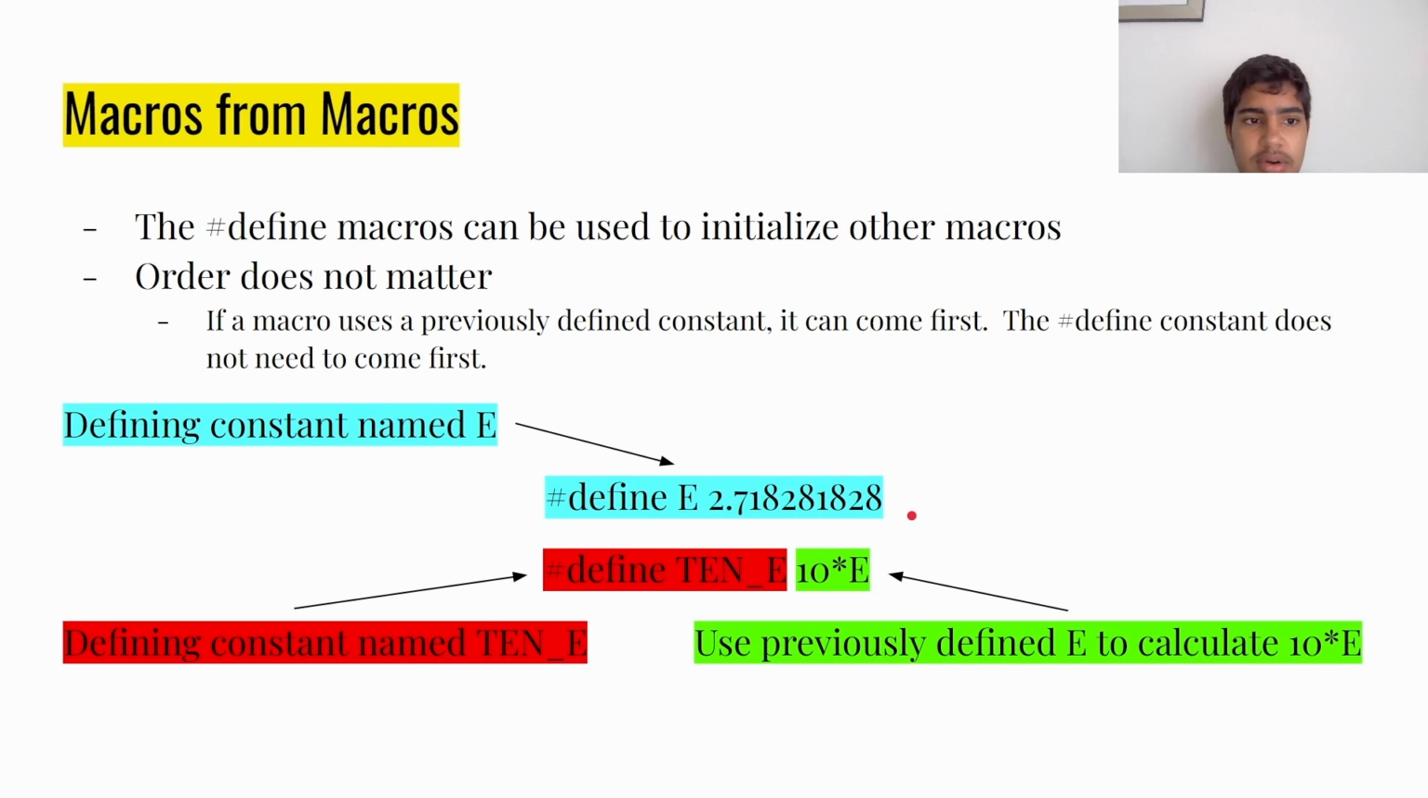So you can also use macros from other macros. The hashtag define macros we use can be used to initialize other macros, and the order does not matter. For example, you can use hashtag define e, and then you have your values for the mathematical constant e, and then you can do 10e by doing hashtag define 10e, which is our constant name, and then you just do 10 multiplied by e, which is previously defined. And this order does not matter. Theoretically, you could put hashtag define 10e, 10 times e, on top of hashtag define e, and it still works because preprocessors all run at the same time.